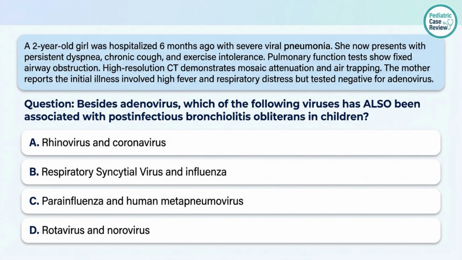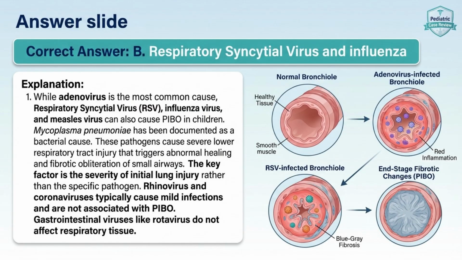Case number 3. A 2-year-old girl presents with fixed airway obstruction 6 months after severe viral pneumonia. Her tests were negative for adenovirus. Besides adenovirus, which of the following viruses has also been associated with post-infectious bronchiolitis obliterans? Option 1, rhinovirus and coronavirus. Option 2, respiratory syncytial virus and influenza. Option 3, parainfluenza and human metapneumovirus. Option 4, rotavirus and norovirus. The correct answer is option 2, respiratory syncytial virus and influenza.